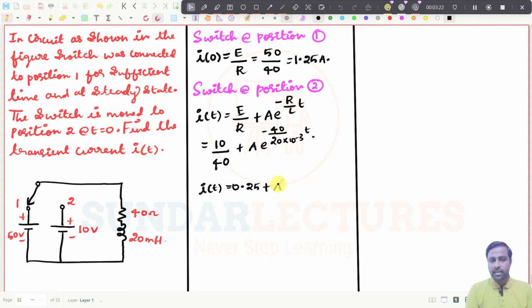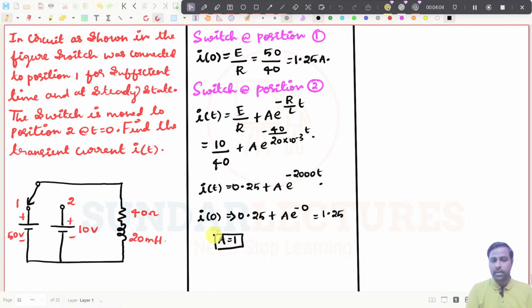If I further simplify this, I of t will be equal to 0.25 plus A e to the power minus 2000 t. So this is the expression, and I need to find the value of A. We know the initial condition i(0) is 1.25. So i(0) will be equal to 0.25 plus A e to the power minus 0, which should equal 1.25. Further simplifying, e to the power 0 becomes 1, and the 1.25 goes to the other side, so the value of A will be 1.